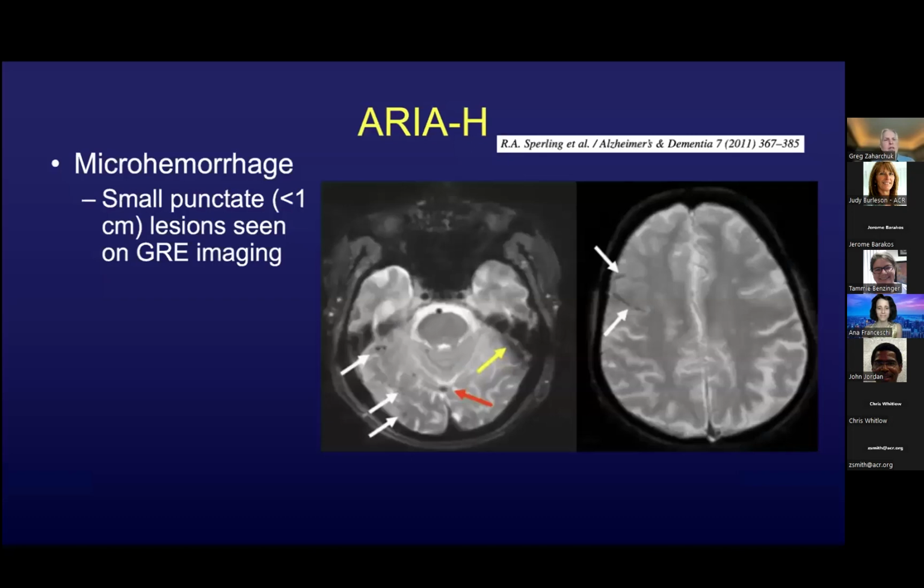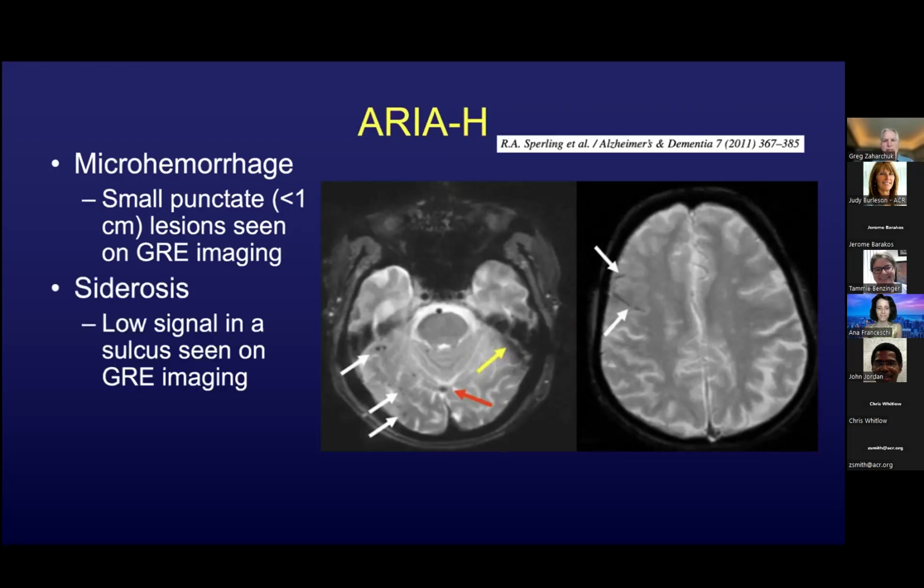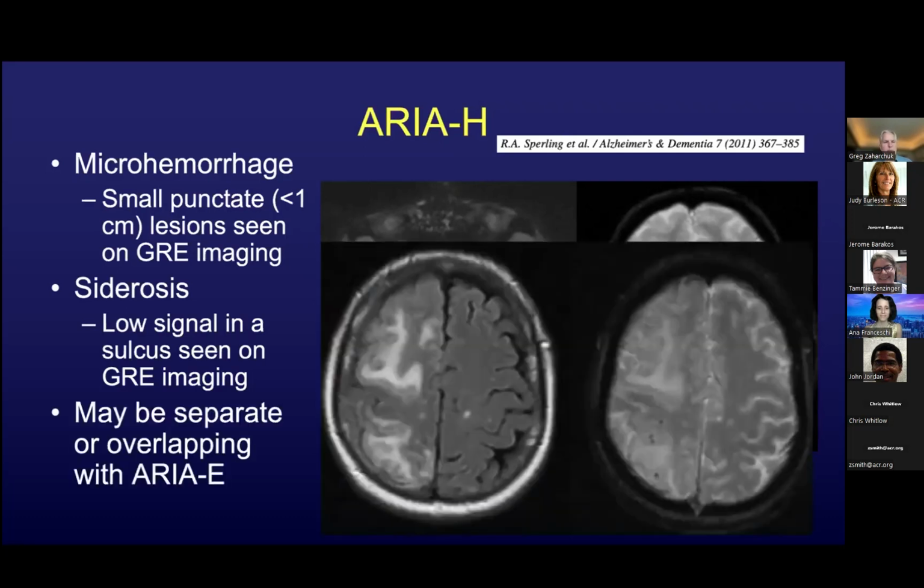Okay, let's talk a little bit about ARIA-H. This is basically small punctate lesions, usually much smaller than 1 centimeter, that we see on GRE imaging. And I want to be clear that all of the information we have from trials has been using GRE imaging, and we'll talk about the role of SWI. The other finding is siderosis, which is low signal seen in a sulcus. And again, these are very characteristic findings in cerebral amyloid angiopathy, which is a disease we're all quite familiar with and very comfortable with diagnosing. It's important to remember it may be separate or overlapping with ARIA-E.